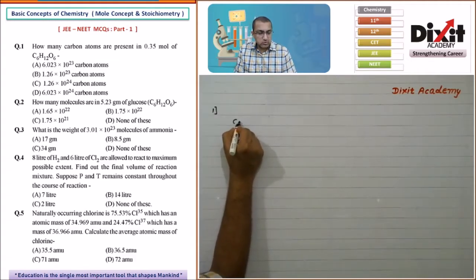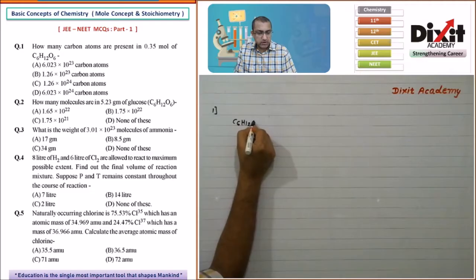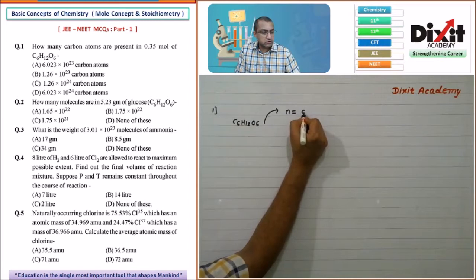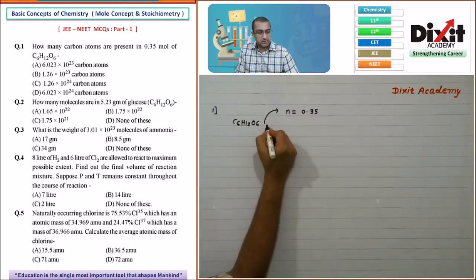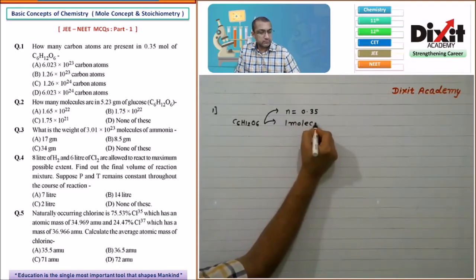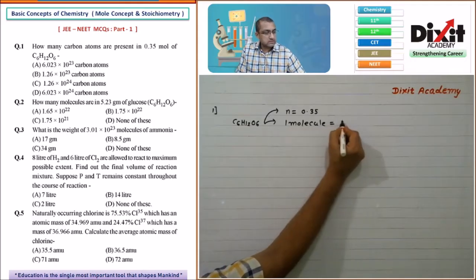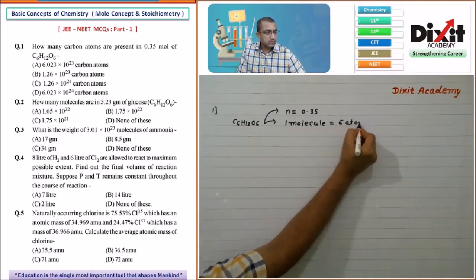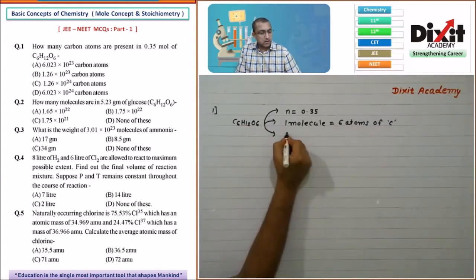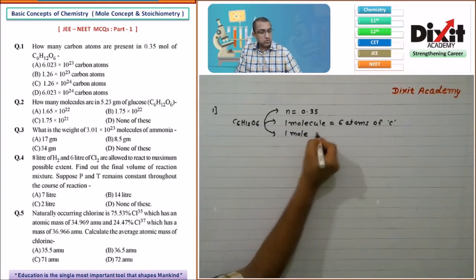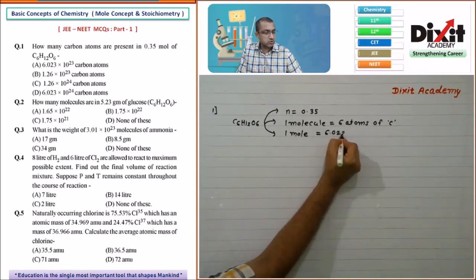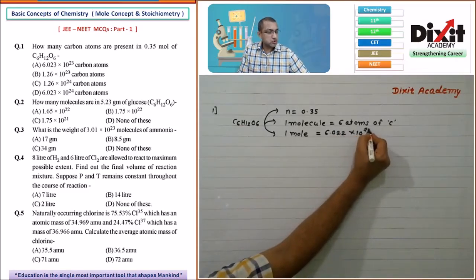So given molecule is glucose, C6H12O6. Number of moles are given, n is equal to 0.35. Now we know one molecule of glucose has 6 atoms of carbon. One mole of glucose is equal to Avogadro number of molecules, that is 6.022 into 10 raised to 23 molecules.